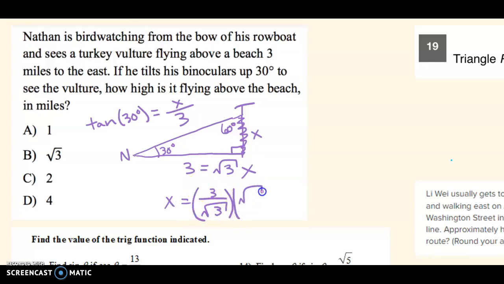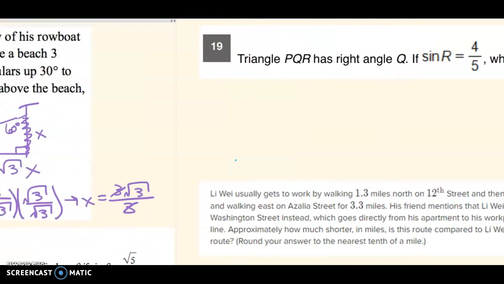And when we rationalize, we get x is equal to 3 times root 3 over 3. Those 3's cancel out, and there you have it. x is equal to root 3. That's option B. We are ready to move on. Remember, there are lots of ways to solve these sometimes, but there's always most definitely a most efficient way.